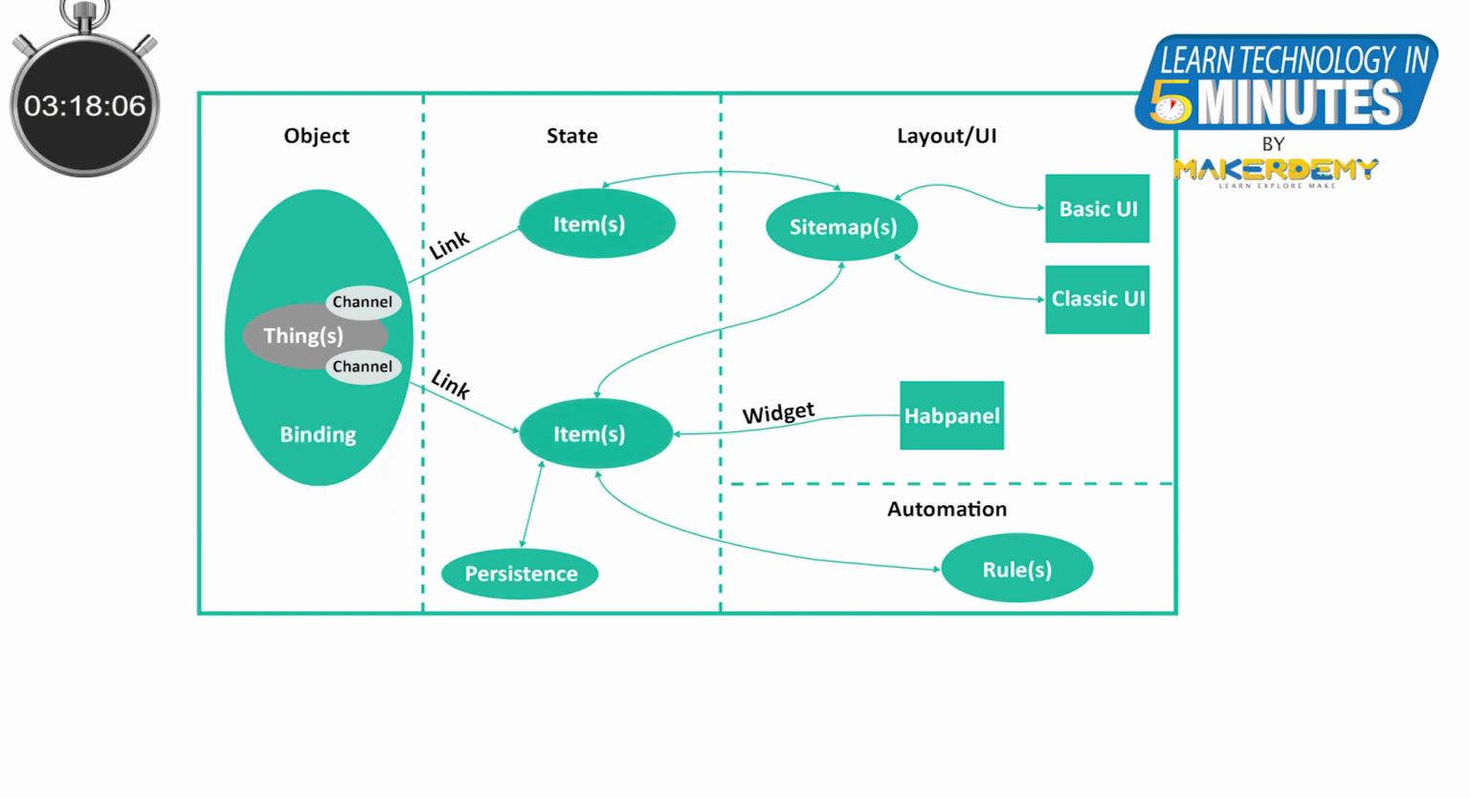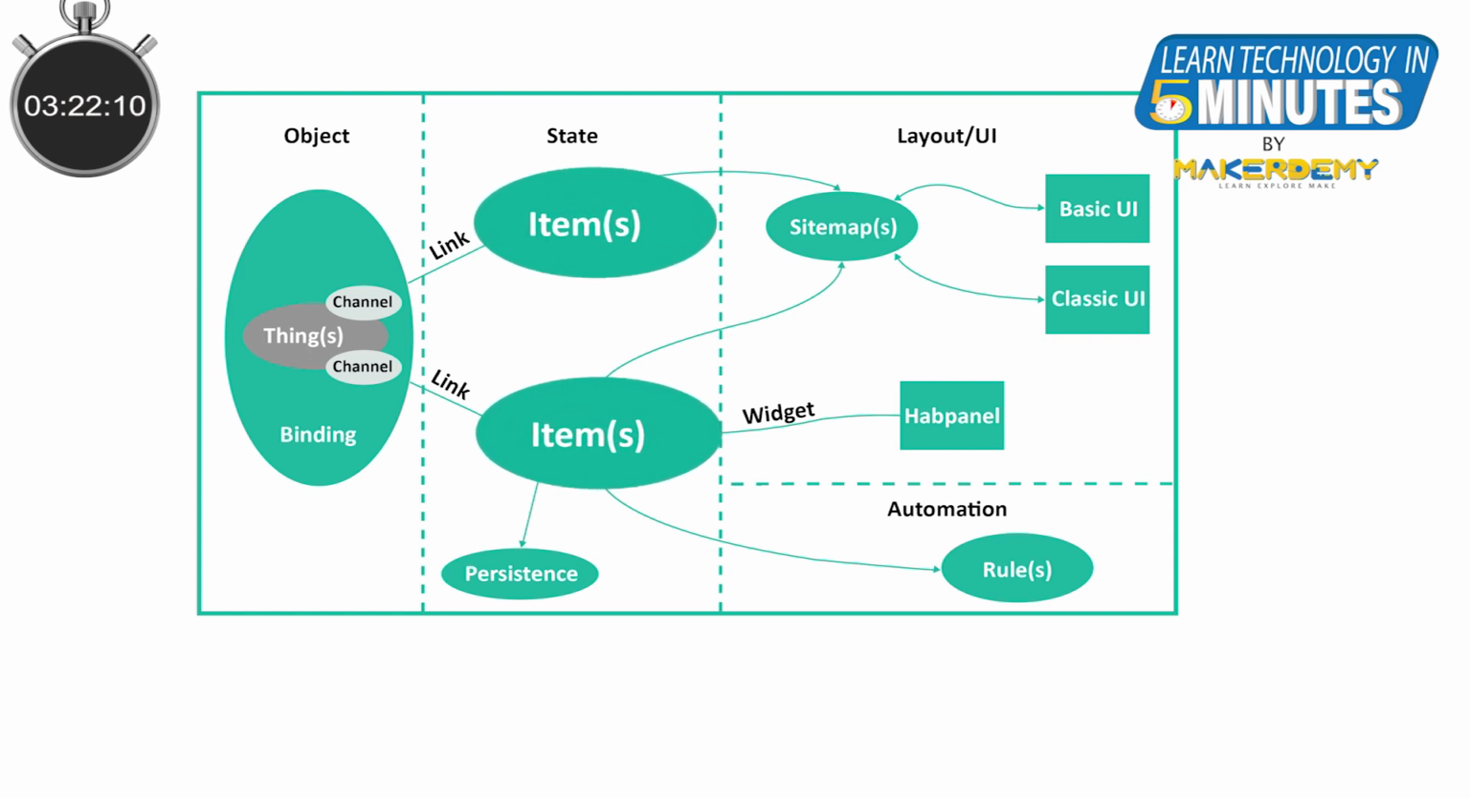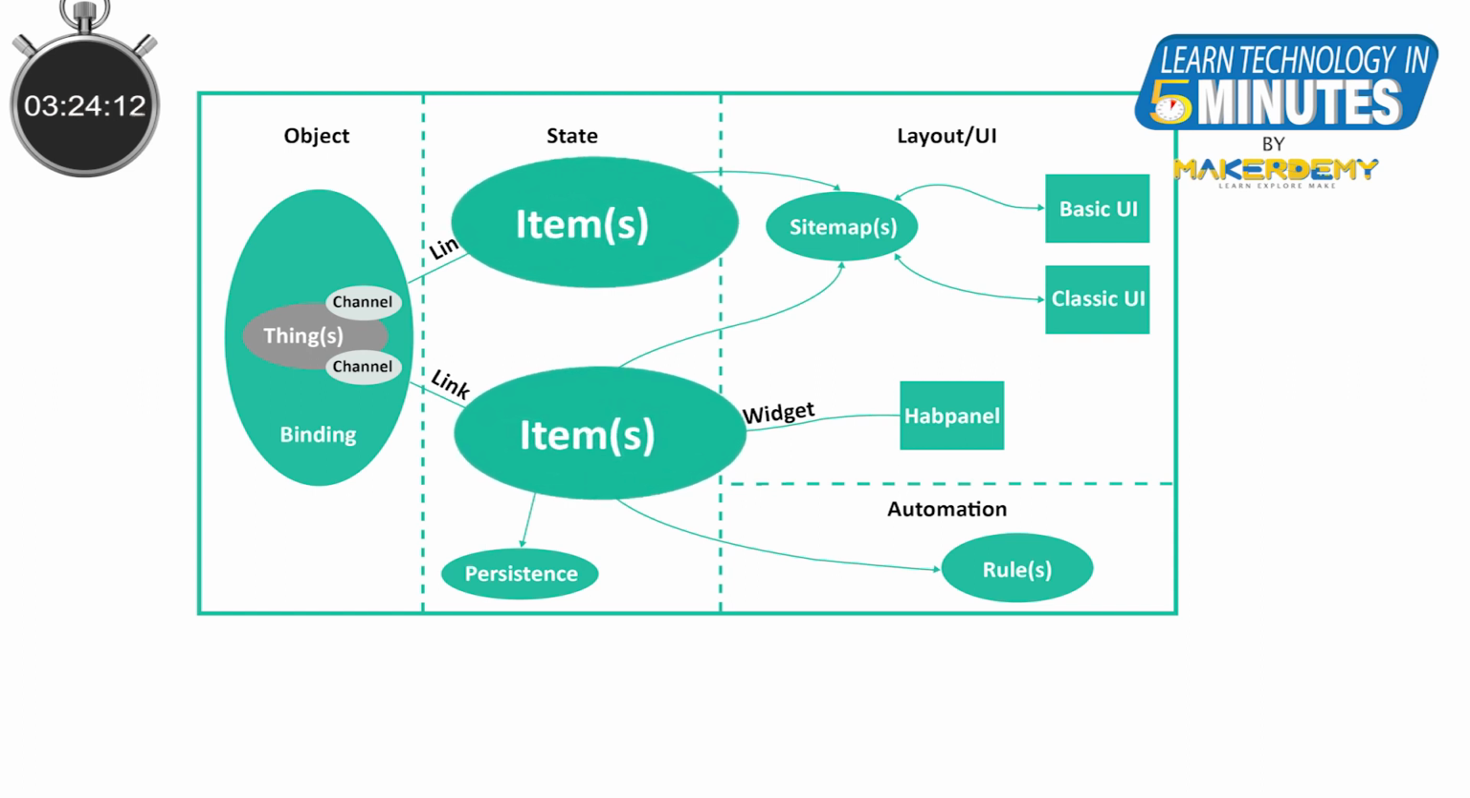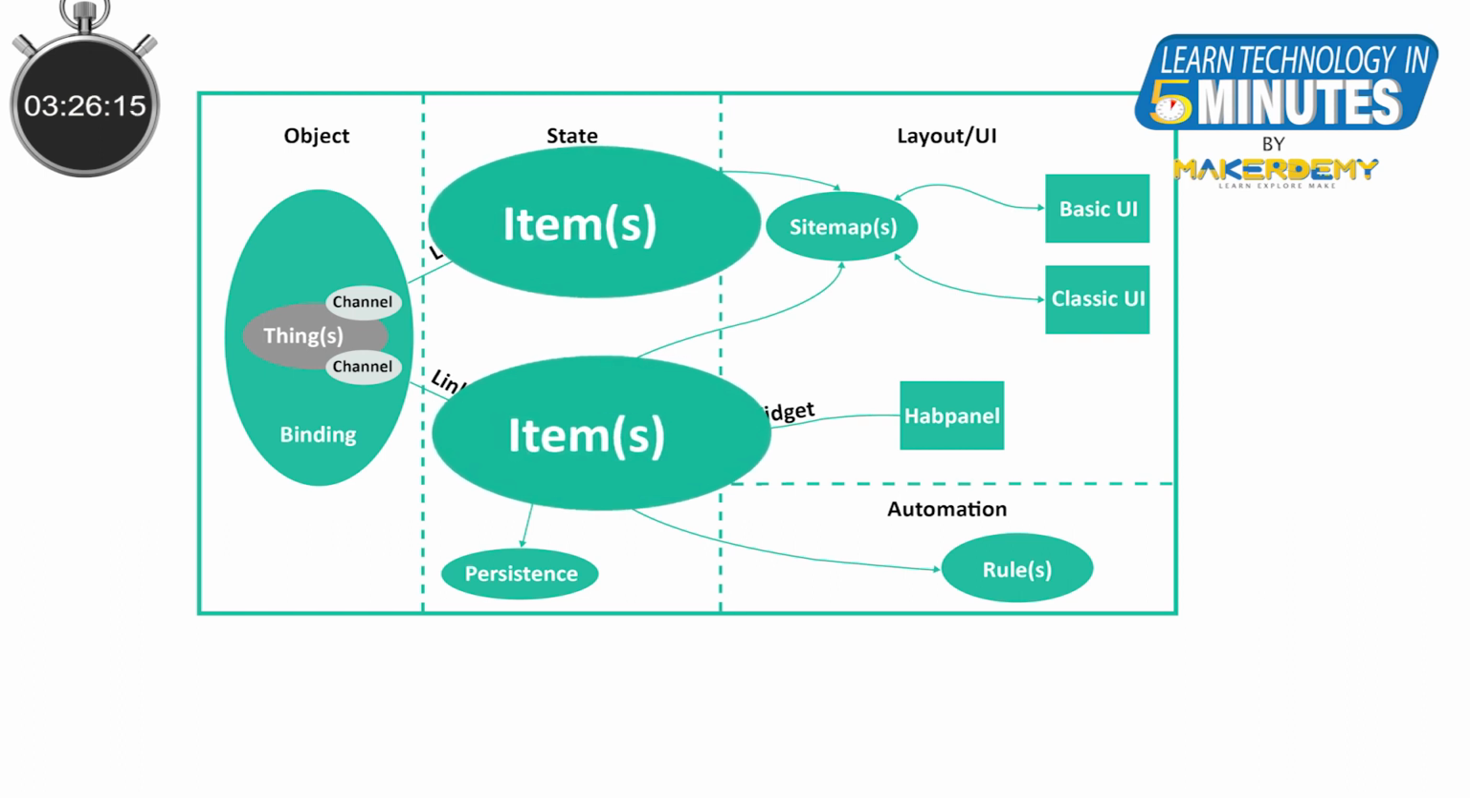The next important building block of OpenHab configuration is the item. Items are a virtual representation of information about the thing. Basically, items store the state of the thing's channel. For example, it is similar to a variable in other programming languages.